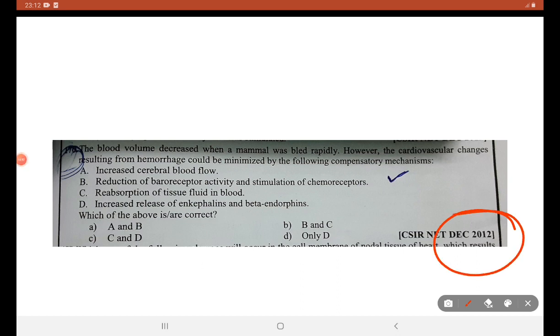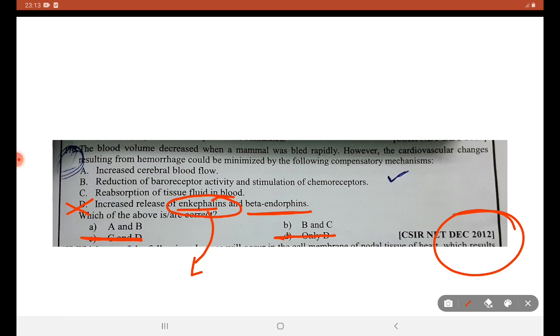December 2012. We have seen in the previous videos of the nervous system, previous year question concept series, about enkephalin and beta endorphin. So we are not going to justify the same. It's already justified. It's not the right answer. They are brainstem inhibitors and spinal cord inhibitors, and enkephalins help in pain perception. Okay, this can't be the right answer. So D can't be the right answer.